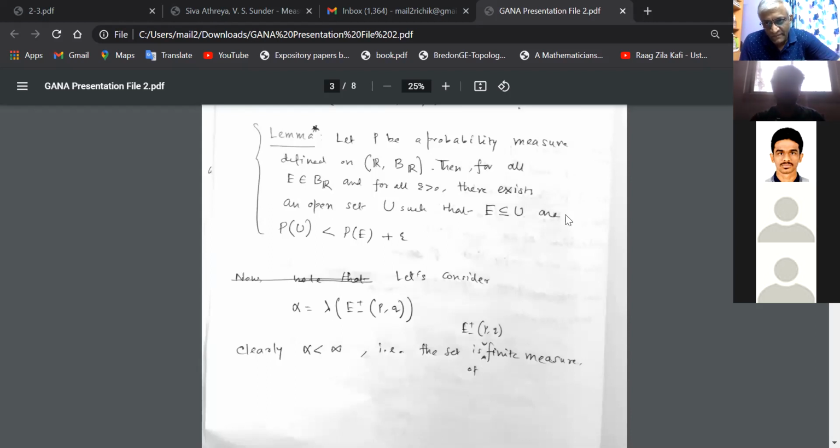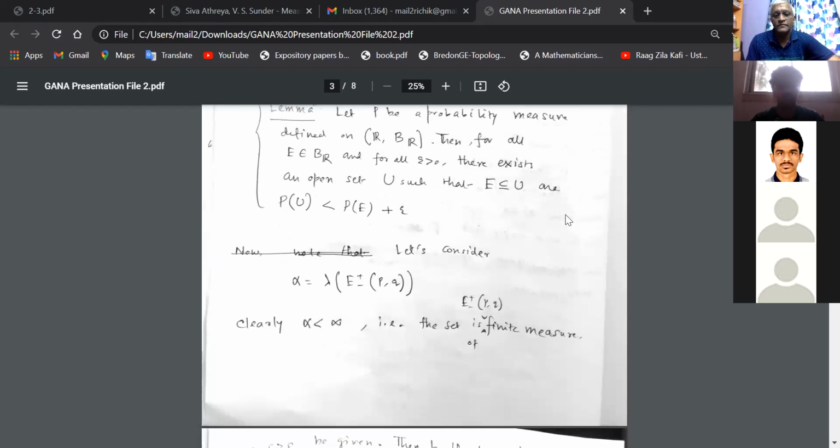The lemma is called lemma star. The lemma is defined as: let P be a probability measure defined on the Borel set (R, B_R). Then for all E belonging to B_R, and for all epsilon greater than 0, there exists an open set U such that E is contained in U, and P of U is less than P of E plus epsilon. So this is what we will use.